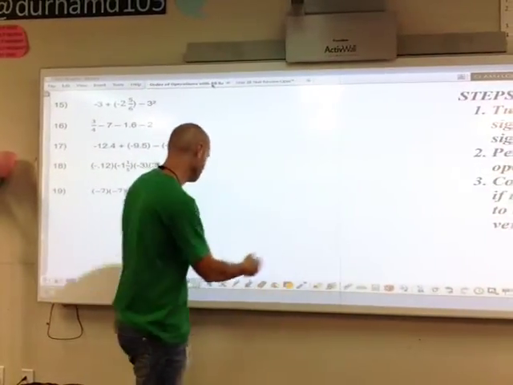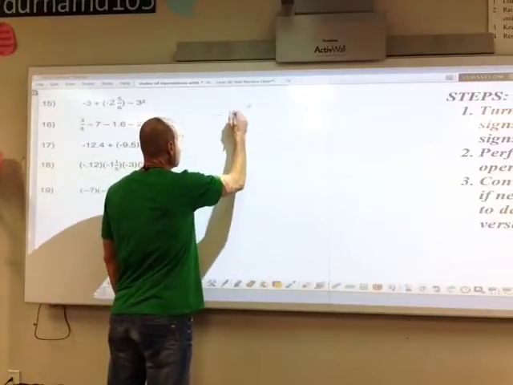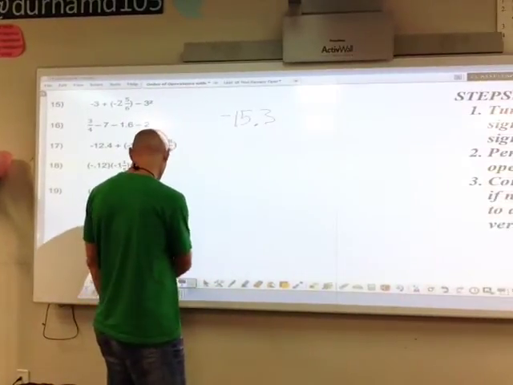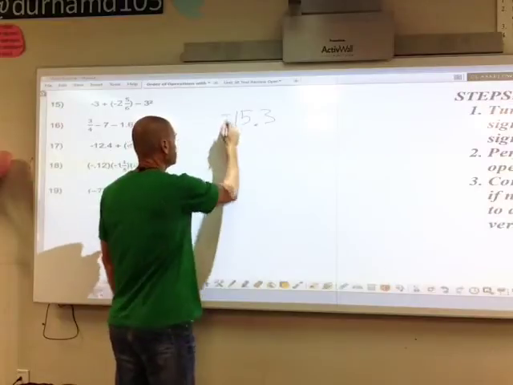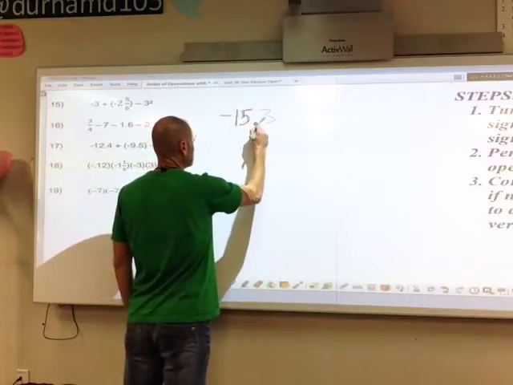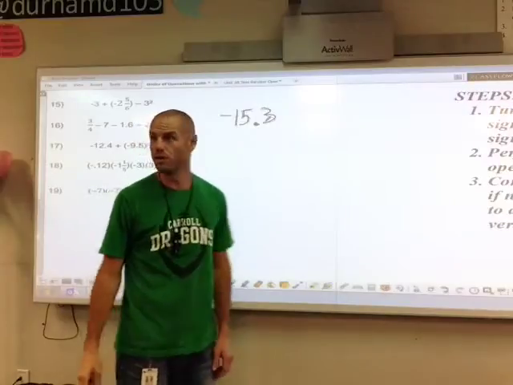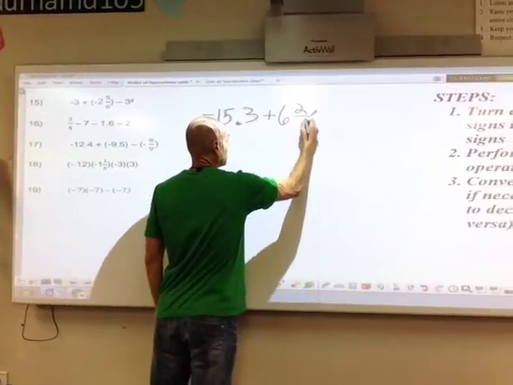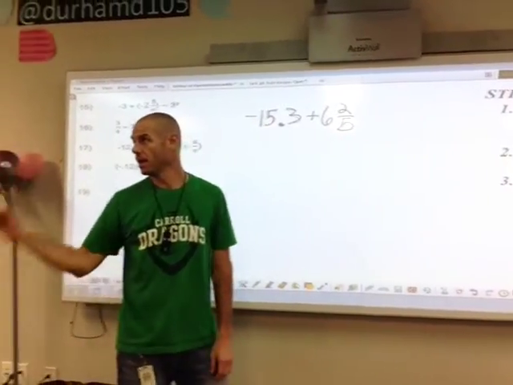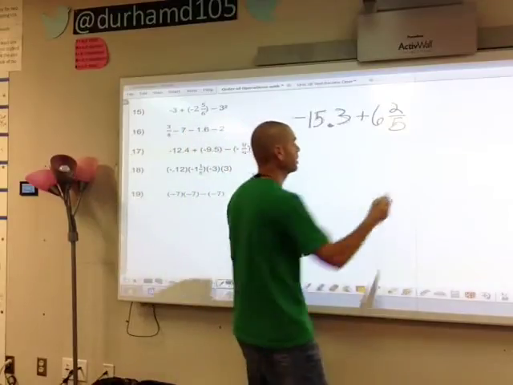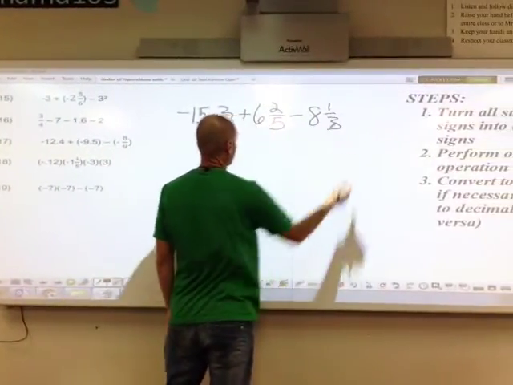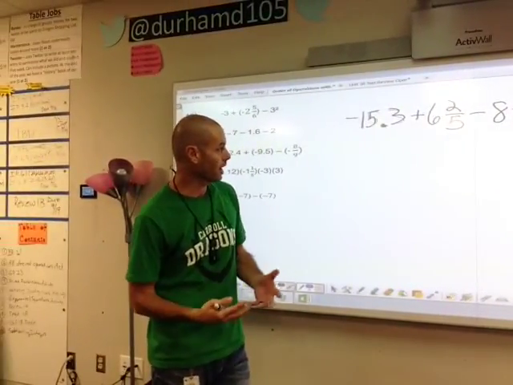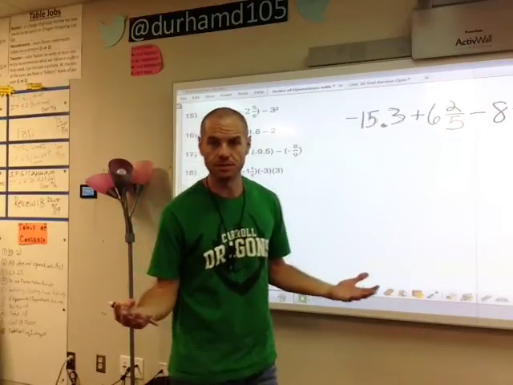So the problem I'm going to give you is -15 3/10. Make sure that that's coming out. So we have -15 3/10. And what I want to do to that is add 6 2/5. So plus 6 2/5. And then I want to subtract 8 1/3. Okay, so I am adding and subtracting all kinds of different rational numbers here.